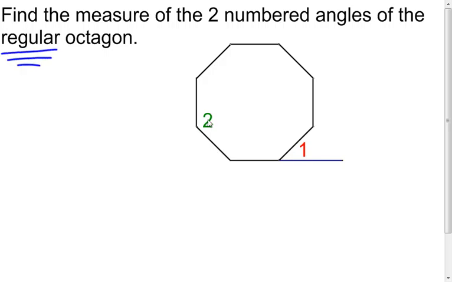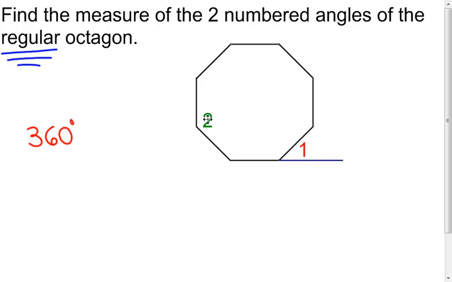Now notice the problem tells us that this is a regular octagon. So we have to think back to what it means to be regular. Well, it means that all the sides are congruent and all the angles are congruent in the octagon. What I like to do is start with the measure of angle 1. The reason is that if I were to take all of the exterior angles of this octagon, there would be 8 of them, and if I add them all together, it comes out to 360 degrees.